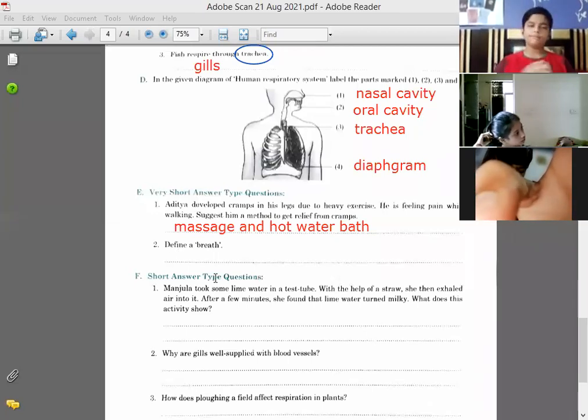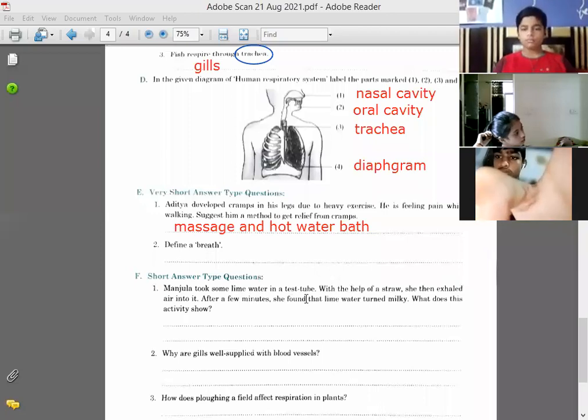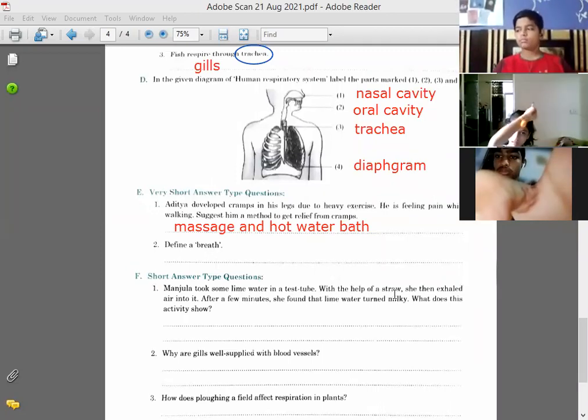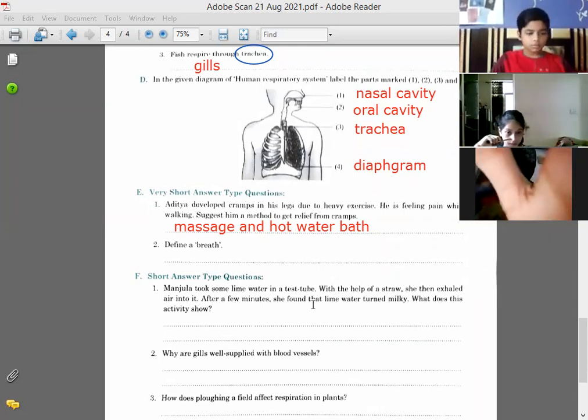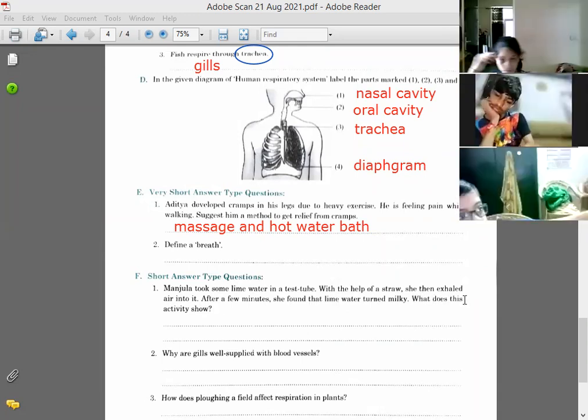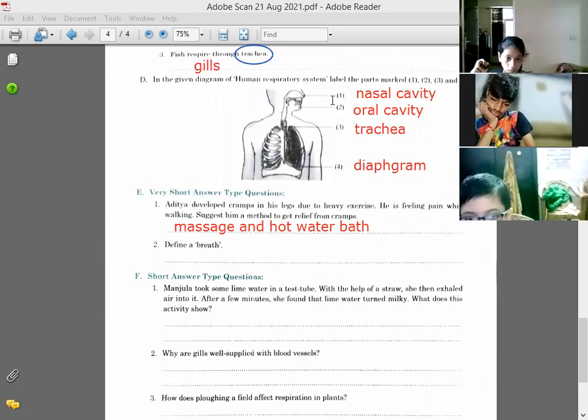Next, short answer type questions. Manjula took some lime water in a test tube. With the help of a straw, she then exhaled air into it. After a few minutes, she found that the lime water turned milky. What does this activity show? It's a very simple activity. You should know, each one of you. So many times we have done it.